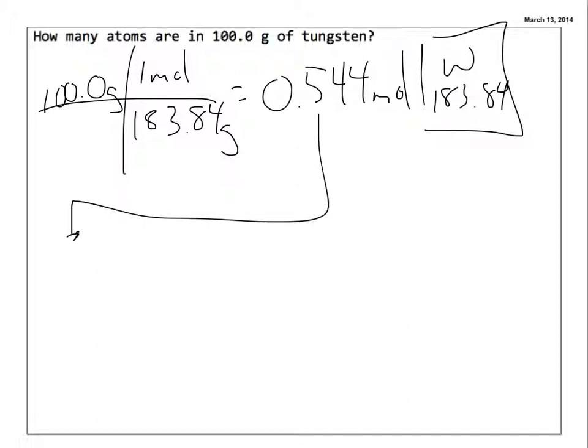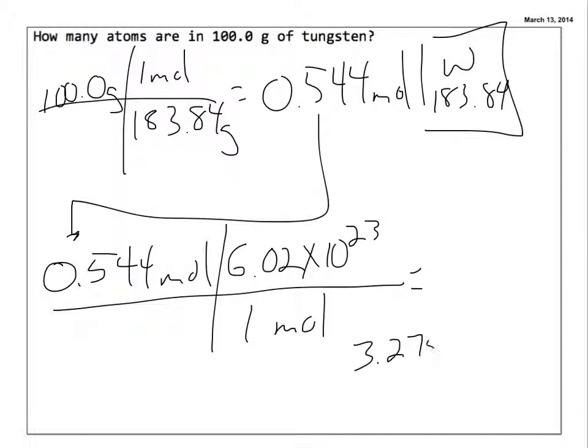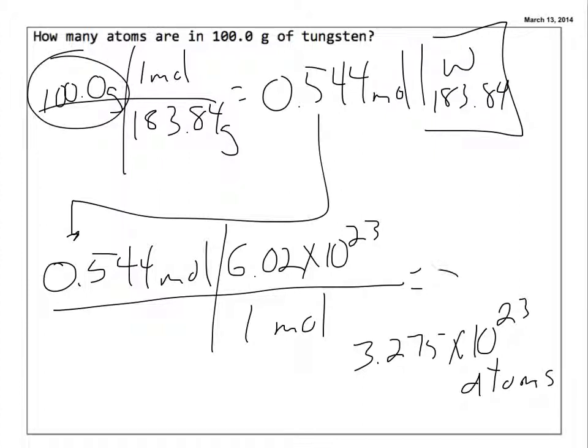Take that number and use it to do the second step, because we want the answer to be atoms, not moles, so we're not done yet. We have to take the second step of converting the moles into atoms, and 1 mole again is always 6.02 times 10 to the 23rd atoms. So when we multiply that out, we end up with 3.275 times 10 to the 23rd atoms. This time our starting number had 4 significant figures, so our answer can keep those 4 significant figures.